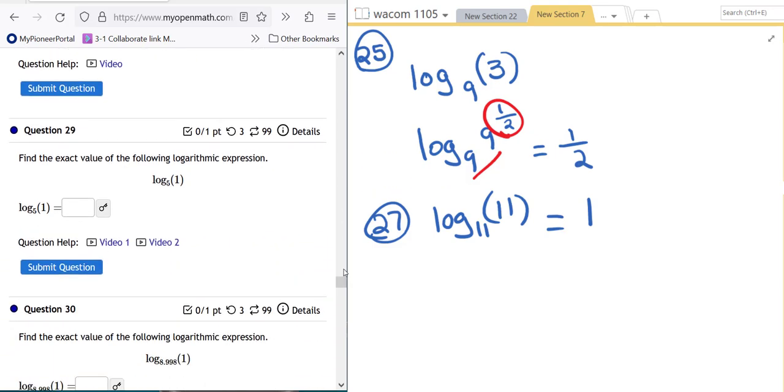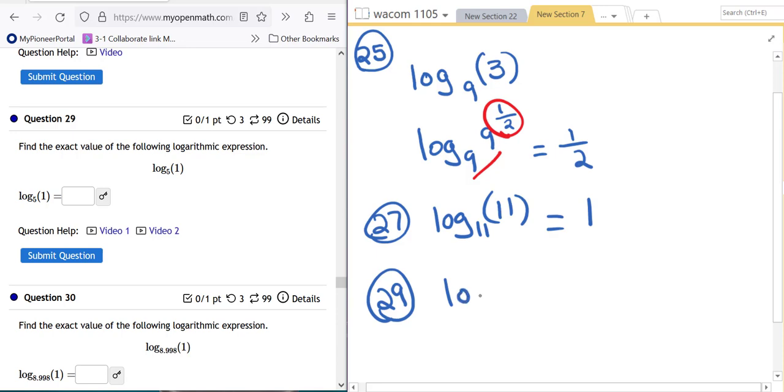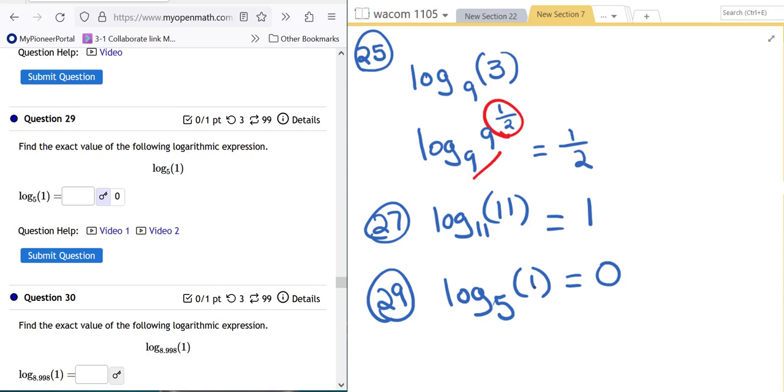They're trying to see if they can scare you. Next, they're pulling up another property, and this one will fit here. It looks like maybe I'm pushing it, but not really. The log of 1 with any base, the answer is 0. It doesn't matter what you put here for the base, log of 1 is going to be 0. So that's a property that you want to know.